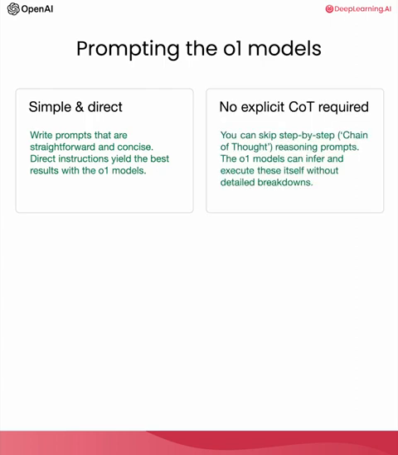The second is that no explicit chain of thought is required, and this may be somewhat different from what you're used to with LLMs. You can fully skip the chain of thought reasoning prompts that you used to provide, like think step by step and things like this. The O1 models are trained to infer and execute these itself without providing your own breakdown.